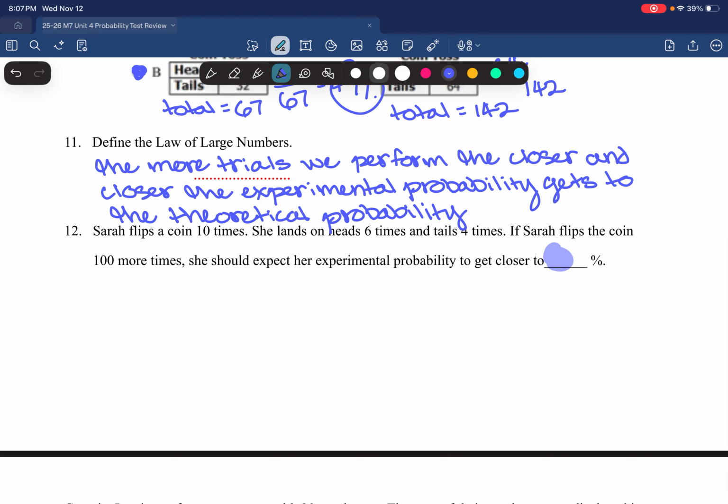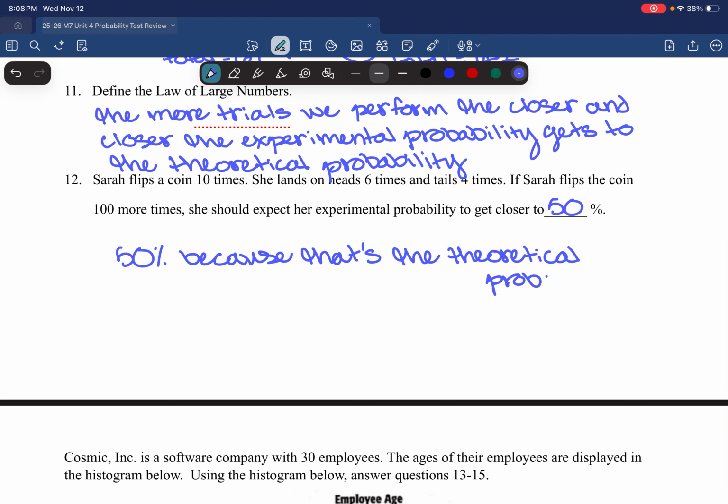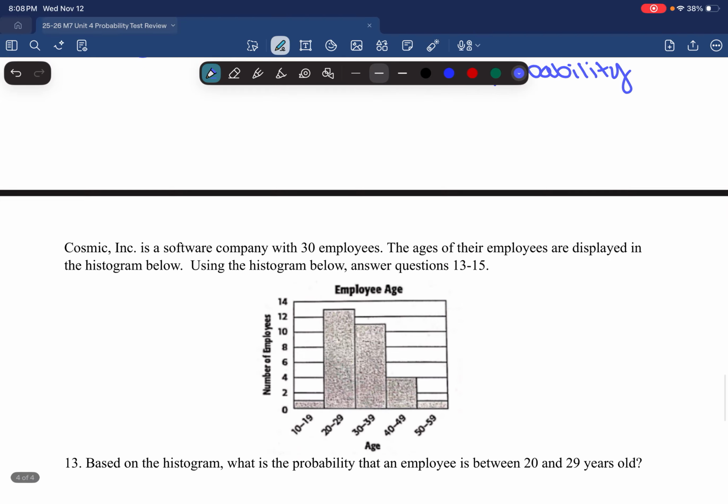50%. Whoops. My 5s are terrible. All right, and that's because 50% is the theoretical probability. Did not mean to do that. All right, let's move on to the next one.